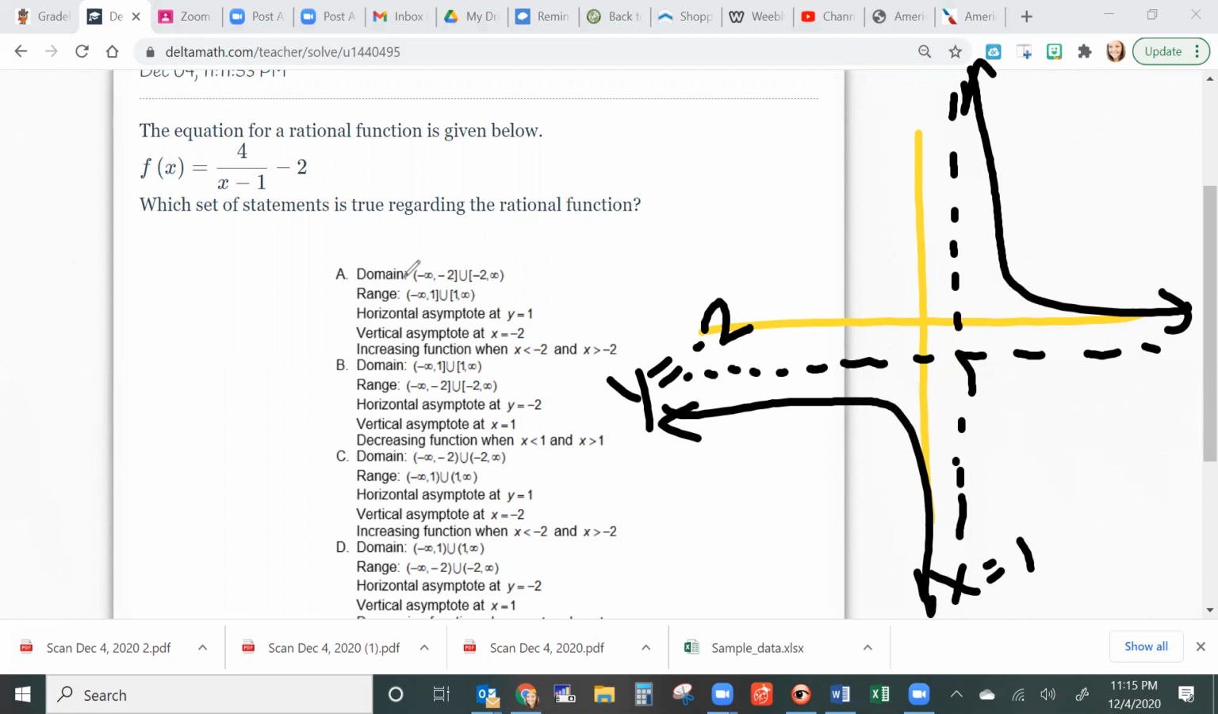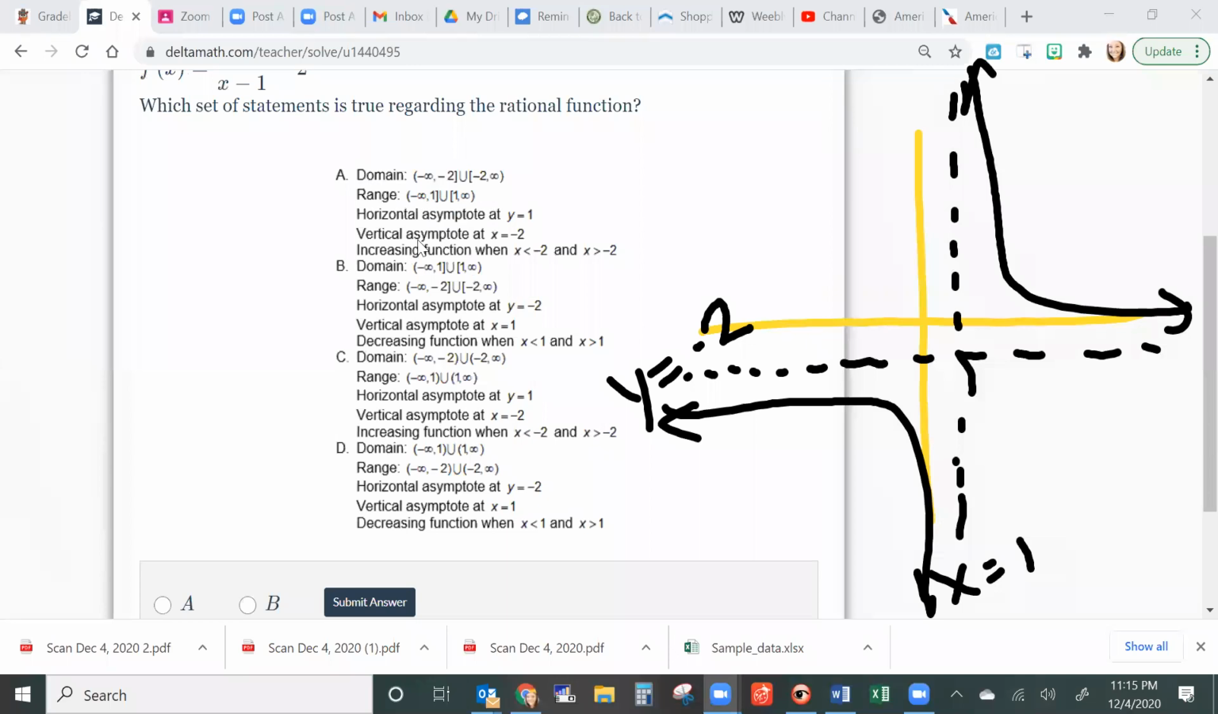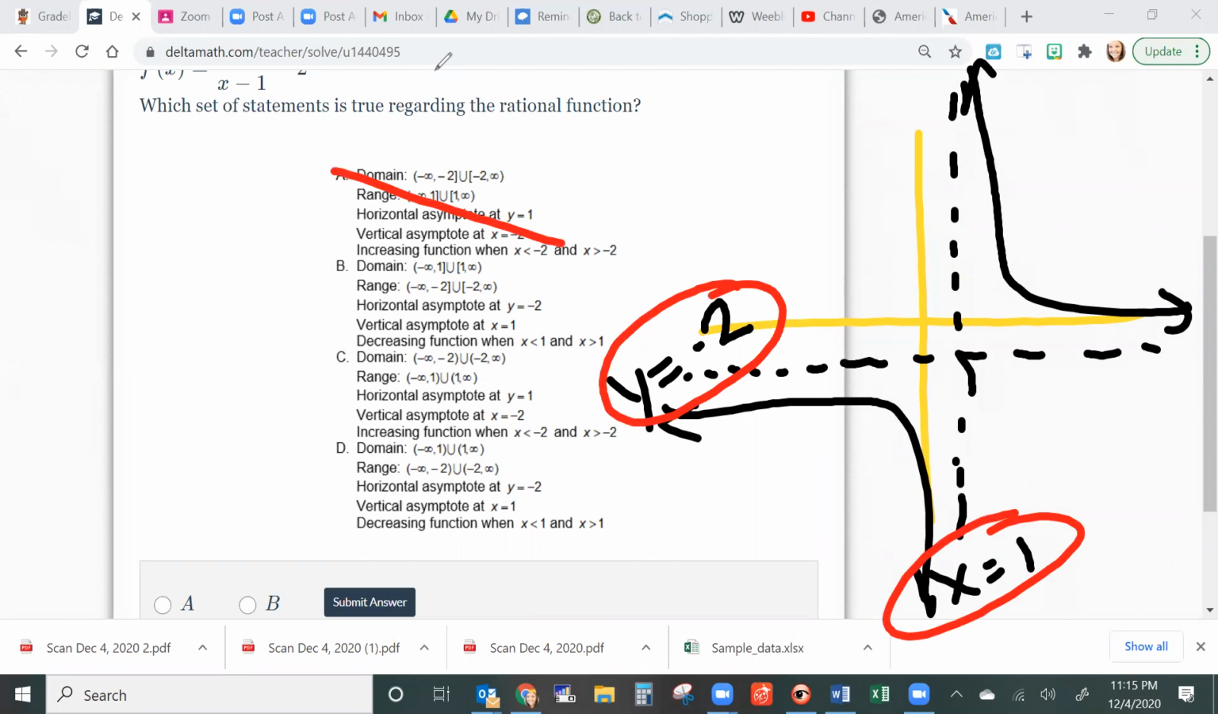So the first one says the domain is -infinity to -2 and then -2 to infinity. Well, the first thing that I notice is wrong with that is that -2 is a y. So that shouldn't have anything to do with domain. Domain should be an x. So I can eliminate A, and I can eliminate C, because both of those put -2, which is a y value, into the domain, which makes absolutely no sense. If -2 is a y value, it should be with the range. So I automatically know it's either B or D.